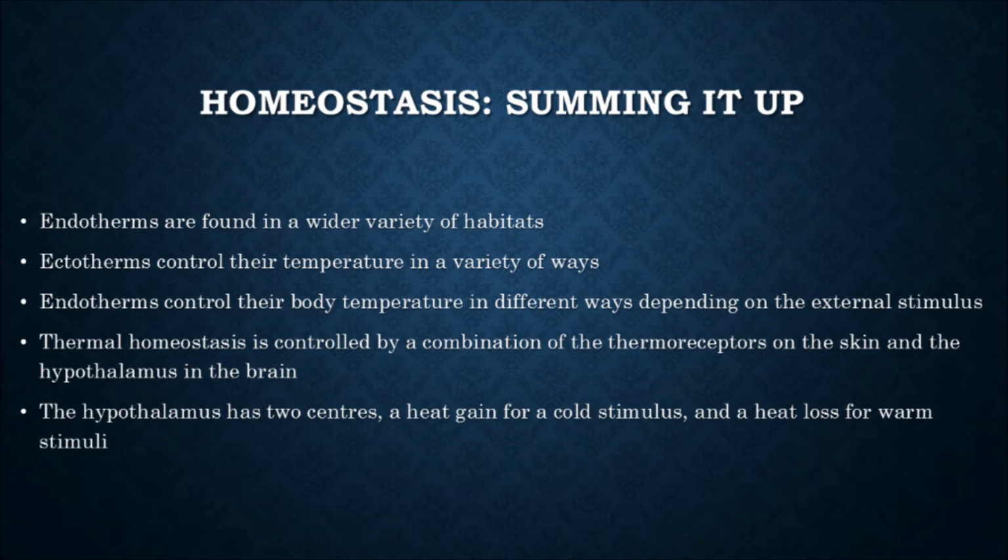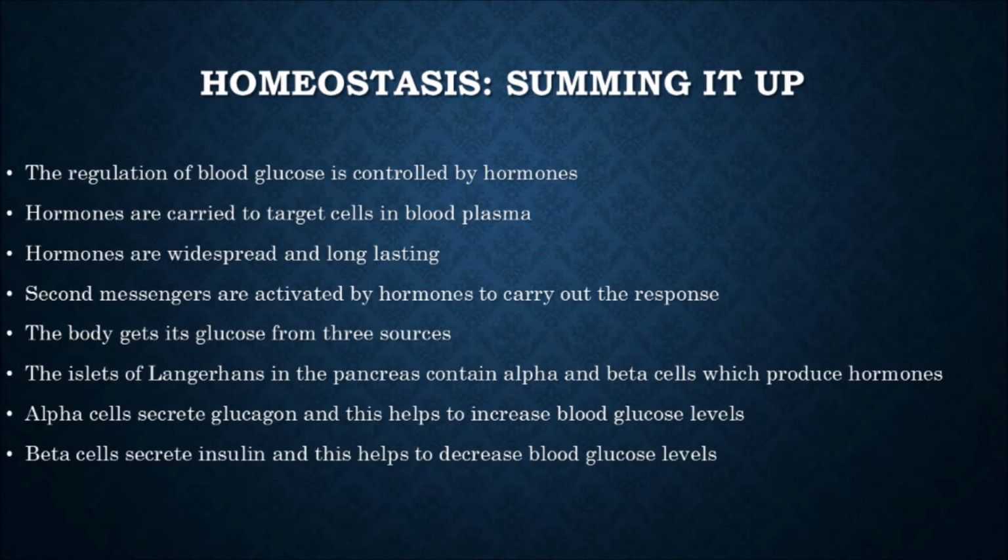Endotherms control their body temperature in different antagonistic ways depending on the status of the external temperature. Thermal homeostasis is controlled by a combination of thermoreceptors on the skin and the hypothalamus in the brain. The hypothalamus has two centres, one which controls heat gain and another which controls heat loss. The regulation of blood glucose levels is controlled by various hormones. Hormones are widespread and long-lasting and specific to target cells. Second messengers are activated by hormones to carry out this response.